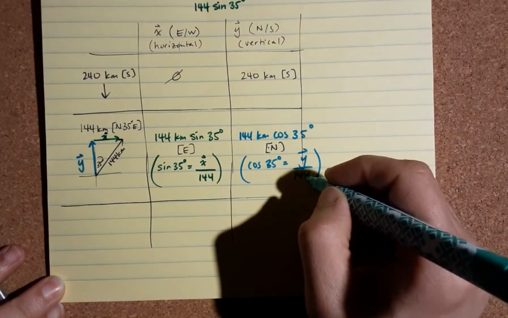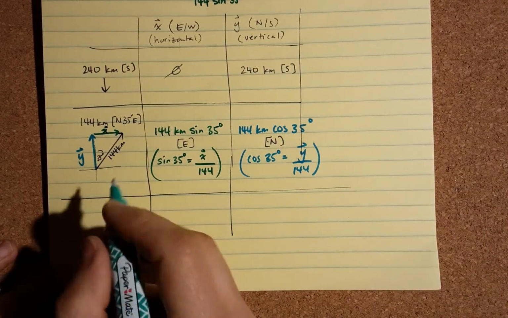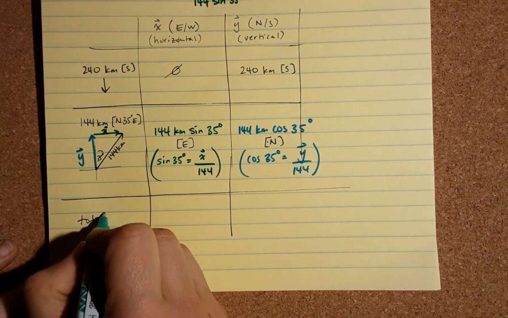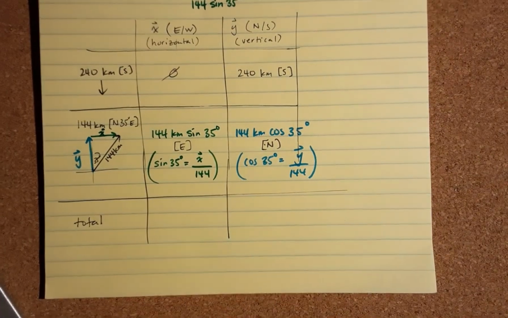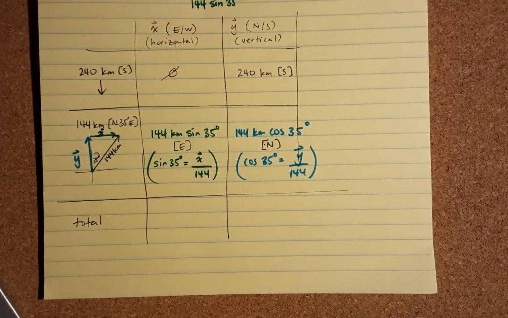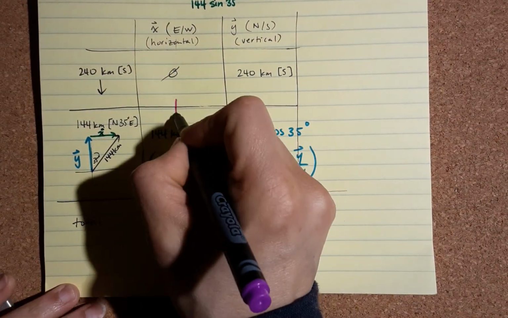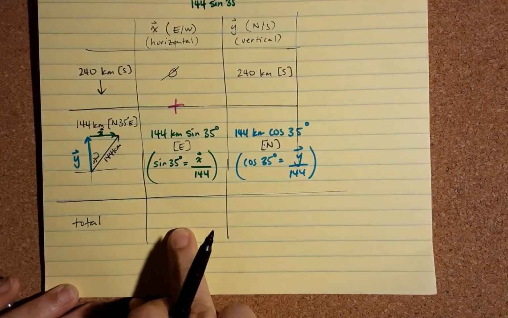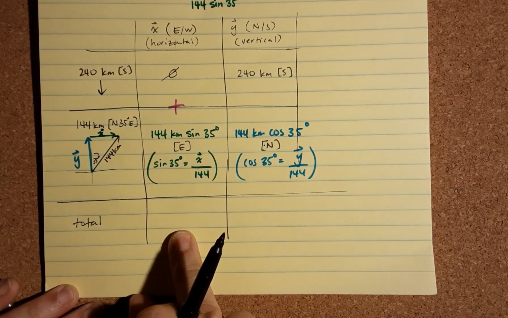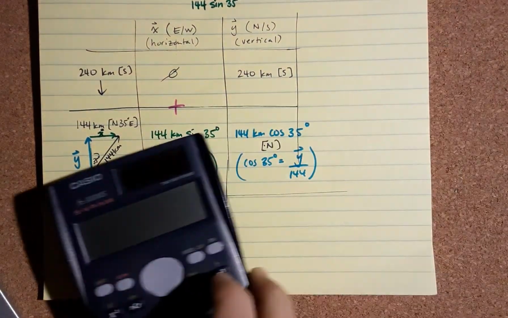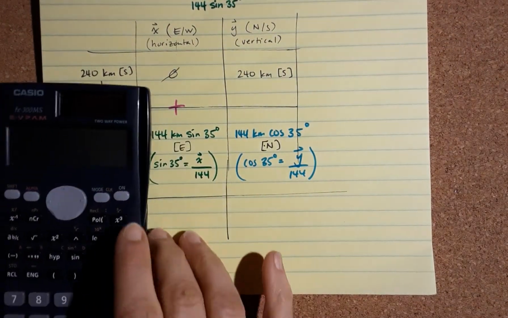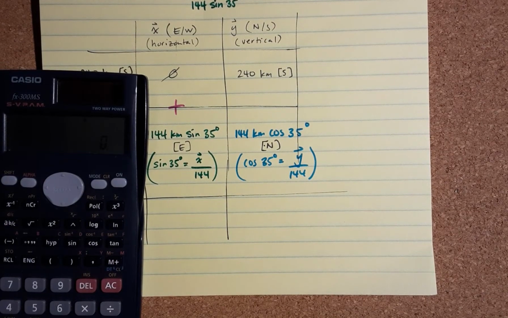one more row. And this is going to be the total component. So what do I do? Well, I take this one, I add this one, and it equals right here. Okay, so this is where I get my calculator out. I'm really adding 0 plus this 144 sine of 35 degrees.